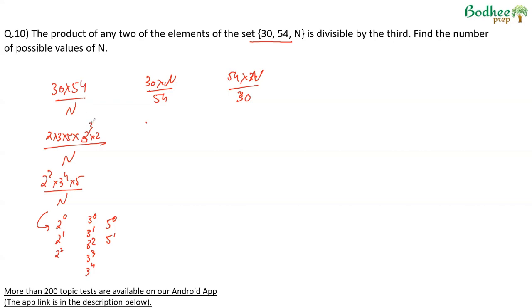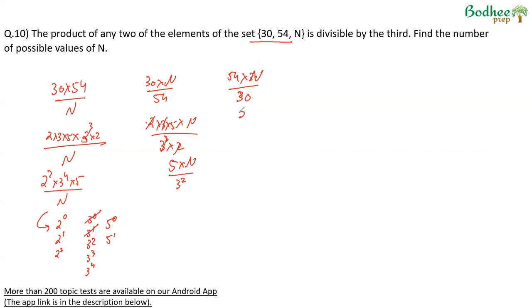Now take 30 and 54. Now here 30 becomes 2 into 3 into 5, times n, and 54 is 3 cube into 2. 2 and 2 cancel, 3 cancels. So we are left with 5 into n upon 3 square. Which means n has to have the power of 3 at least 2. So these two cases go away. n has to have a power of 3 which is at least 2, 3, or 4.